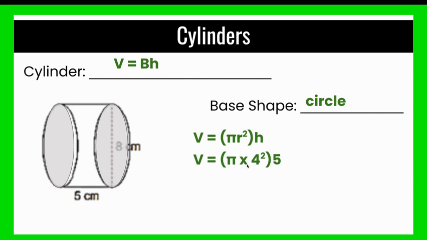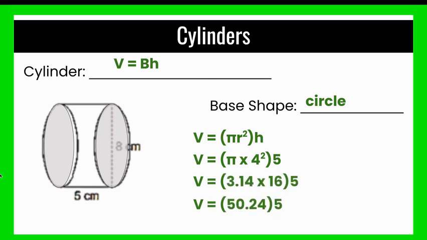So we have pi times 4 squared times 5. Well, pi is 3.14. 4 squared is 16. 3.14 times 16 is 50.24. Times 5 is 251.2 centimeters cubed.